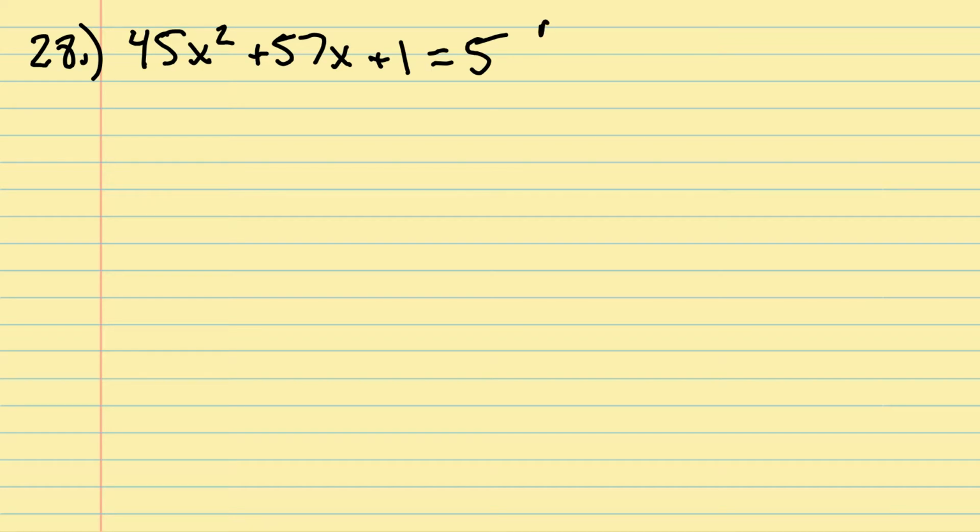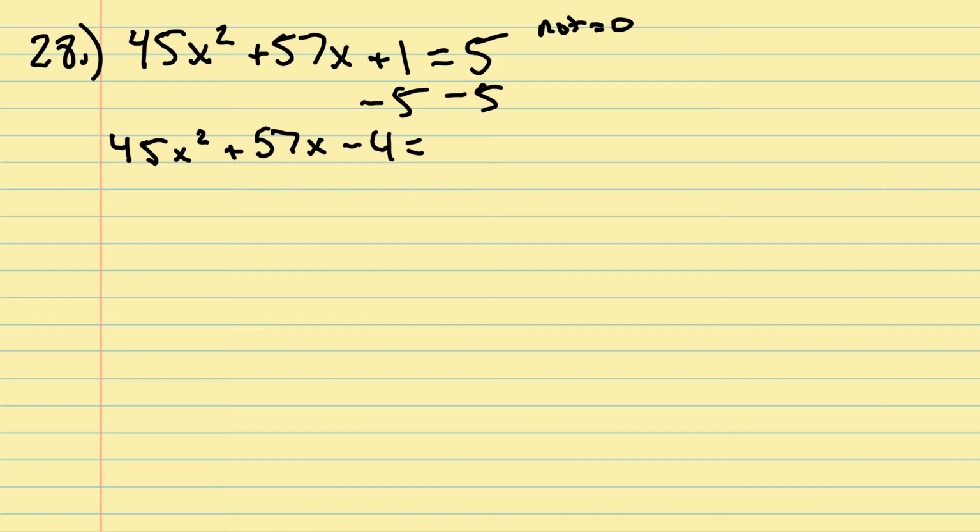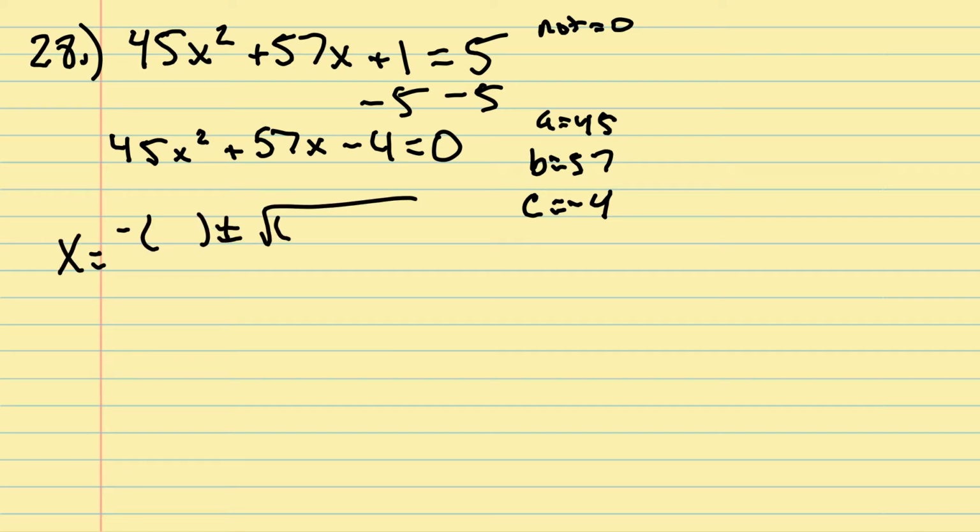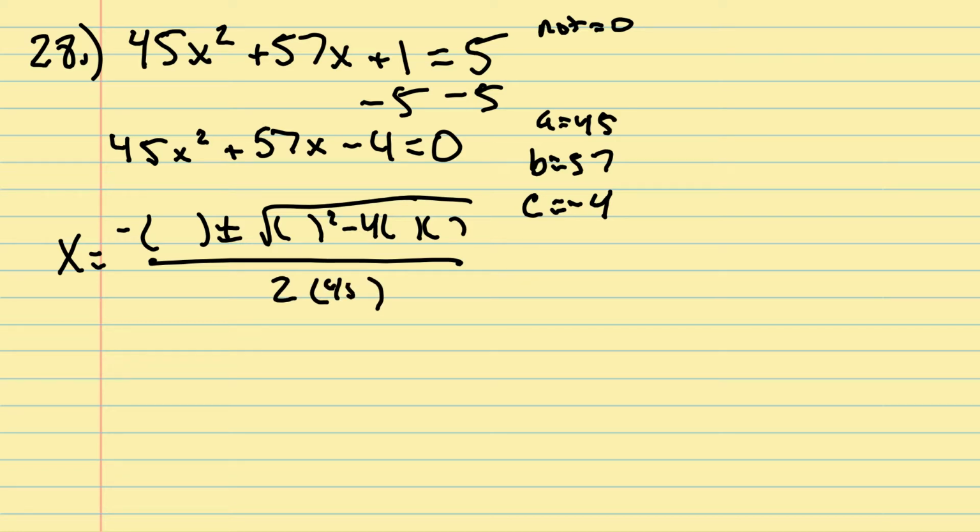Alright, once again, this is not equal to 0. So I have to subtract 5 from both sides to make it equal 0. I get 45x squared plus 57x minus 4 equals 0. So my A is 45, my B is 57, my C is negative 4. I plug it in. X equals the opposite of B plus or minus the square root of B squared minus 4AC, all over 2A. So A is 45, B is 57, and C is negative 4.